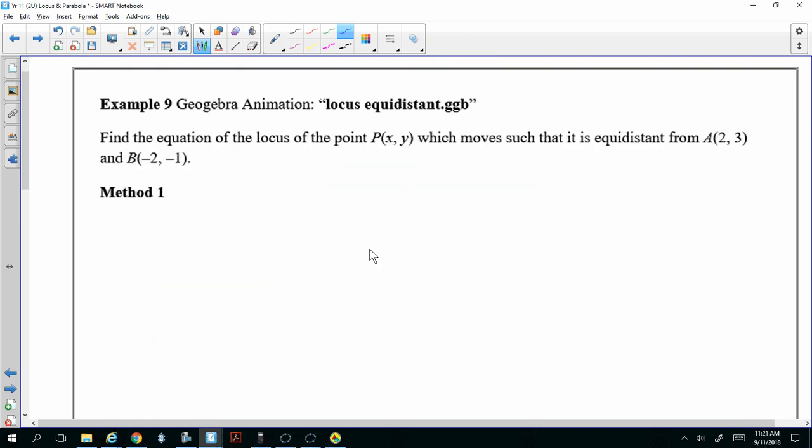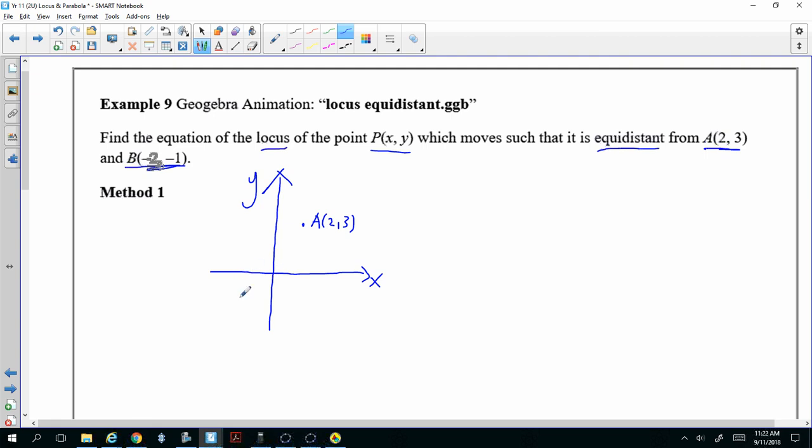Okay. Let's look at the next question. Find the locus of the point P so that it is equidistant from the point A and point B. Let's watch this. Okay, so you get this graph. You get the point A, which is 2 across, 3 up. And the other one is -2, -1. And P is equidistant from A and B. So this time I get a different graph because it is equidistant from 2 points.